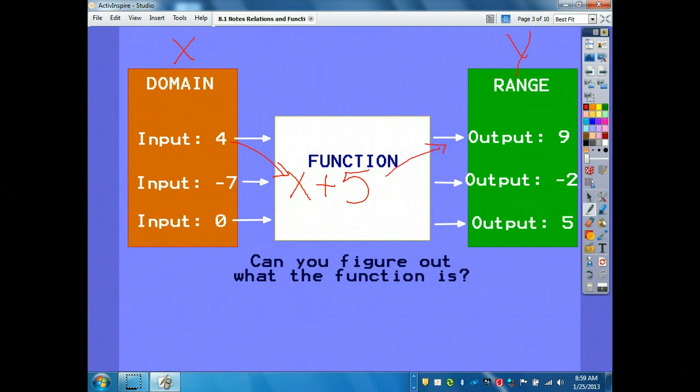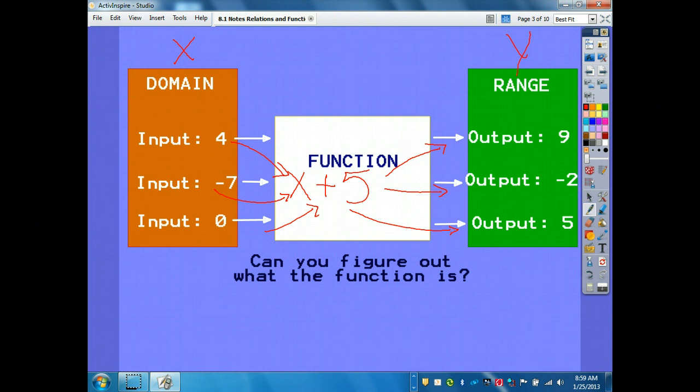Yes, I do. If I go negative 7 plus 5, do I get a negative 2? And 0 plus 5, does that equal 5? Yes. So the function there is x plus 5.